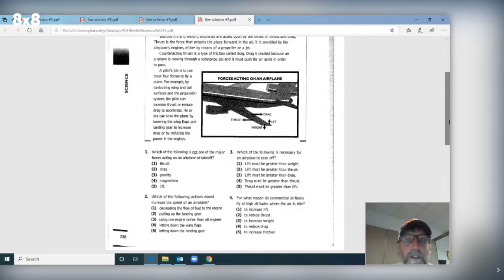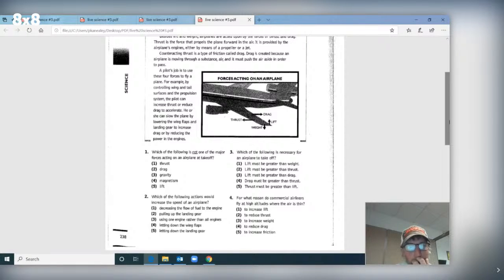And if you go up, it talks about counteracting thrust, a type of friction called drag. Drag is created because an airplane is moving through a substance, air, and it must push the air aside in order to pass. Okay, so the thinner the air, the faster the plane is going to go. That's why when the plane takes off, it tries to get up to about 20 or 30,000 feet, because the air gets thinner as we get higher, and the plane can travel faster.